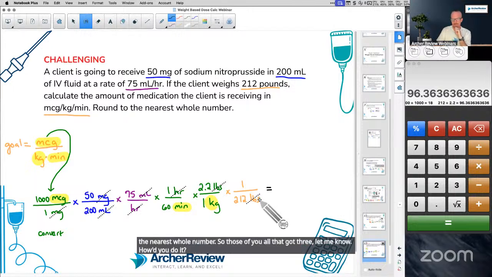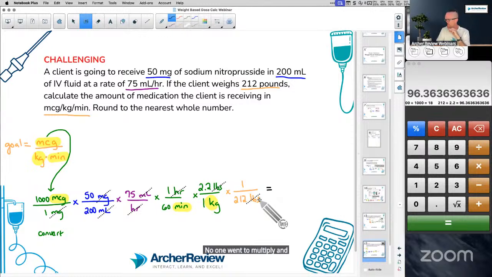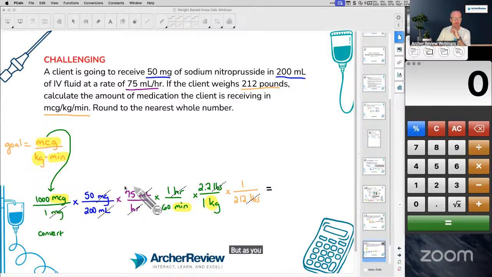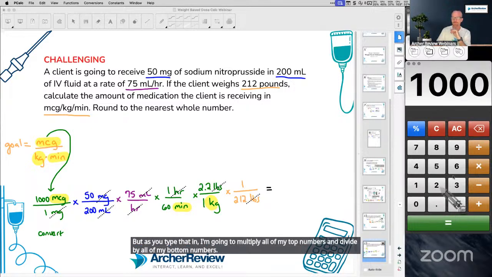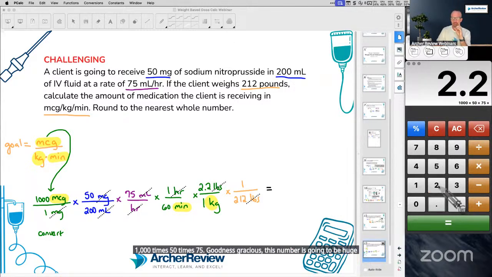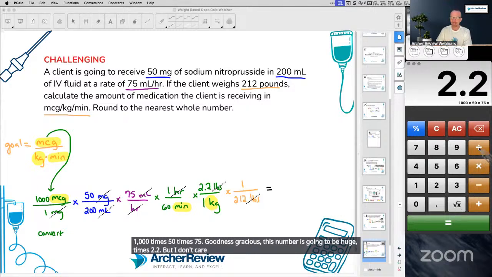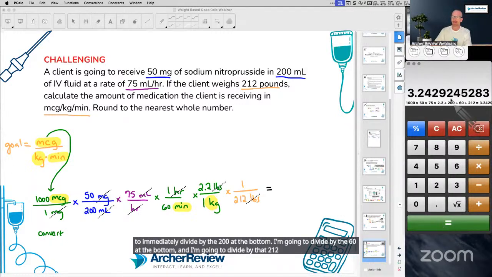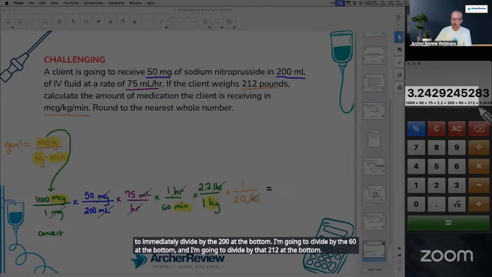How'd you do it? No one went to multiply and divide, ratio, proportion, dimensional analysis. Let me know. I'm curious. But as you type that in, I'm going to multiply all of my top numbers and divide by all of my bottom numbers. 1,000 times 50 times 75. Goodness gracious, this number is going to be huge. Times 2.2. But I don't care how big that top number is going to be. I'm going to immediately divide by the 200 at the bottom. I'm going to divide by the 60 at the bottom. And I'm going to divide by that 212 at the bottom. Copying all that over.